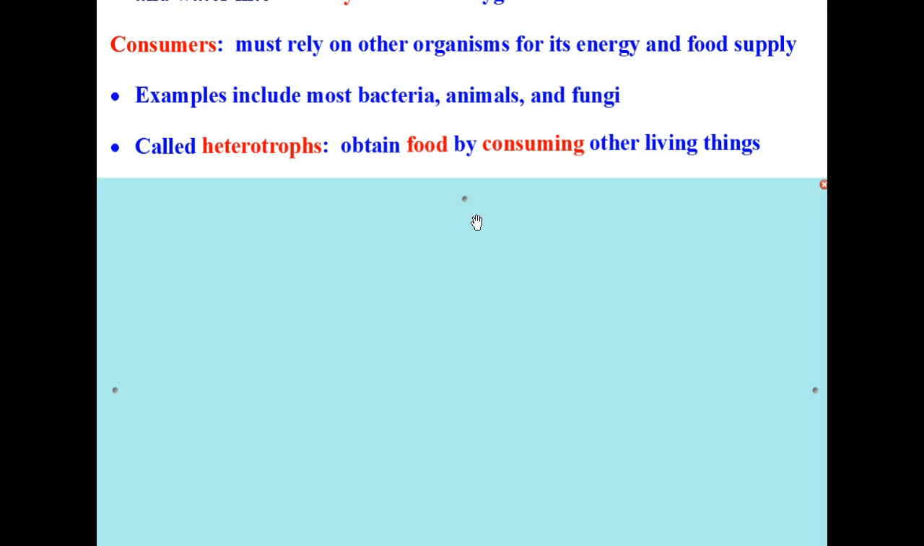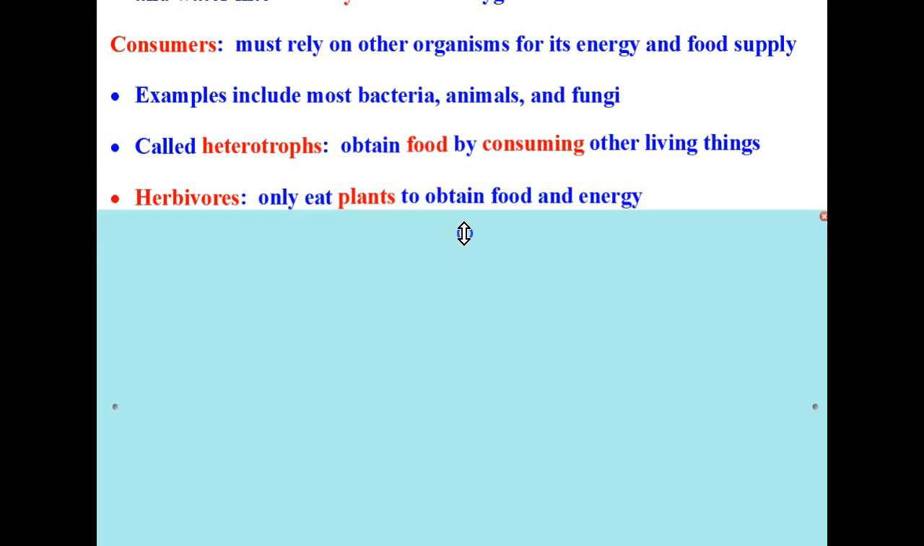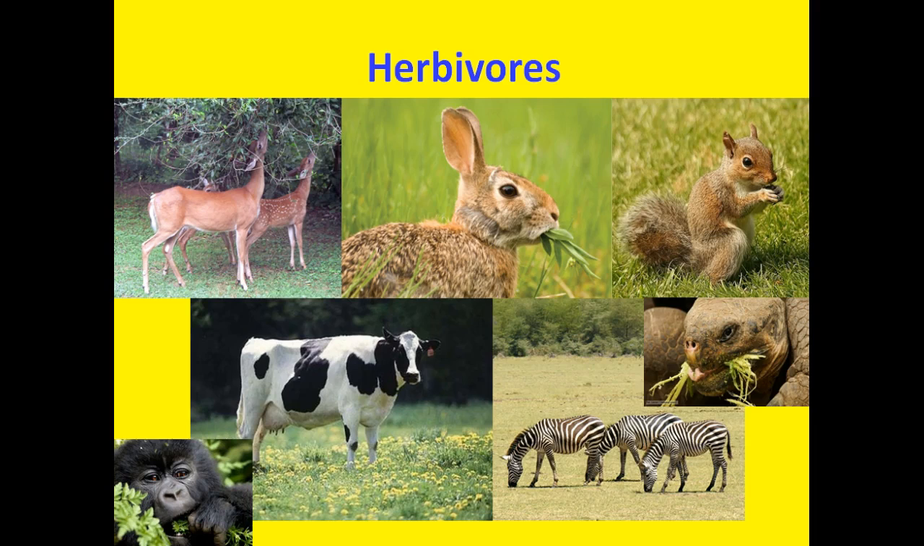Examples of consumers include herbivores that only eat plants to obtain food and energy. Examples of herbivores include the white-tailed deer pictured in this picture, rabbit, squirrel, turtle, the zebra, the cow, and this gorilla. Extra credit in class tomorrow if you tell me why this would be a poor shot for a hunter to take on that white-tailed deer doe.